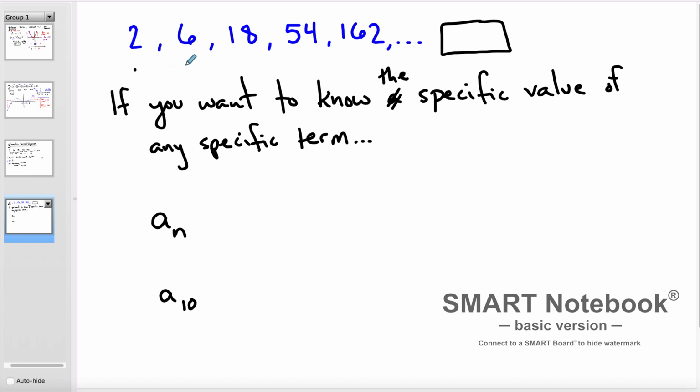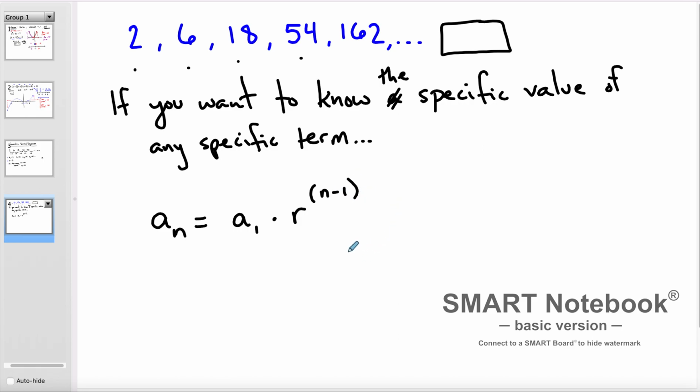That means you want to know the value of the 10th term. I don't even know that, right? I'd have to do some calculating. So the formula starts with, okay, you want to know the value of any term indicated by n. You get to choose. To find that, you simply take the first term, multiply it by your geometric ratio, and raise the ratio to the n minus 1 power.